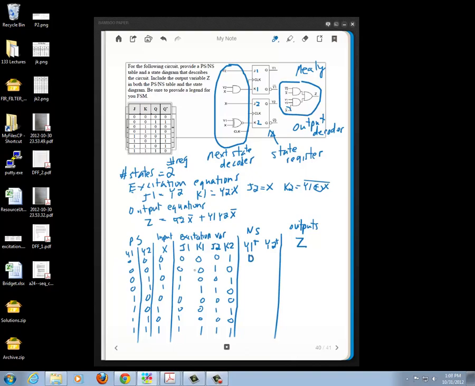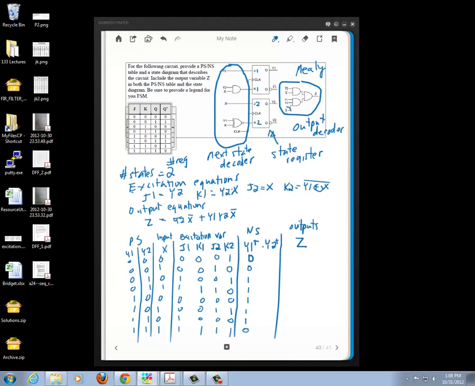Now J and K are both 0 again, and my Y1 was 0, so it's a 0. J is 1 and K is 0, that's a set condition, so I'm going to get an output of a 1. J and K are both 1, which means toggle. So I had a 0, I'm going to get a 1. J and K are both 0, that means hold. I have a 1, so I keep a 1. J and K are 0, that's a hold, so I keep a 1. J is 1, which is a set, I get a 1. J and K are 1, which means toggle. I had a 1, so I get a 0. So that's how I determine that column.